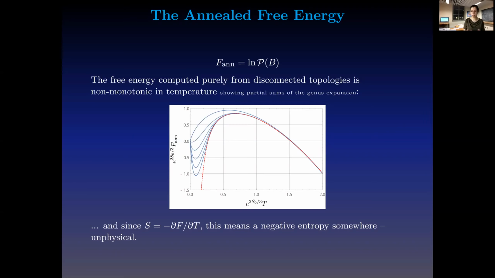So again, if you didn't know about replica wormholes, you might look at this and say something is wrong. I don't know what, but something is wrong. This log of Z of beta clearly does not compute the free energy.